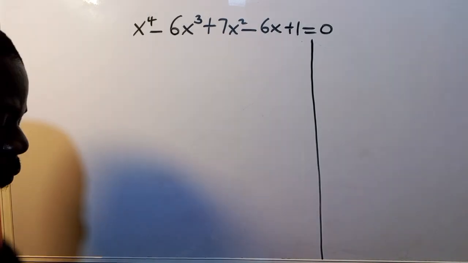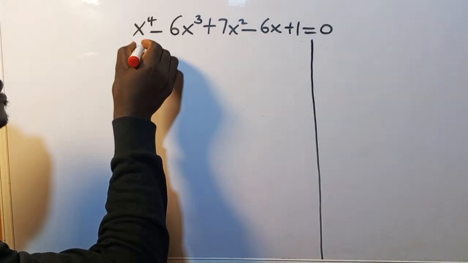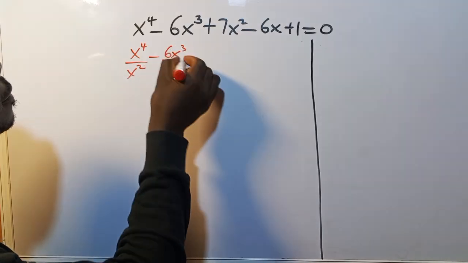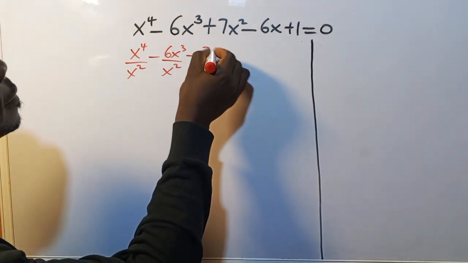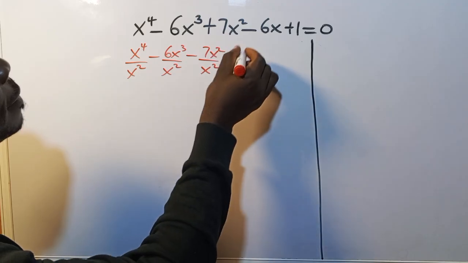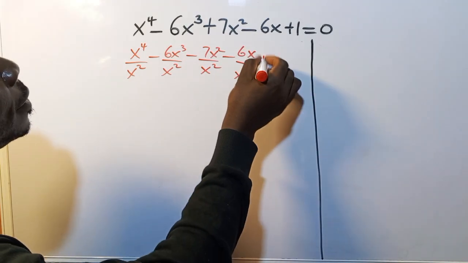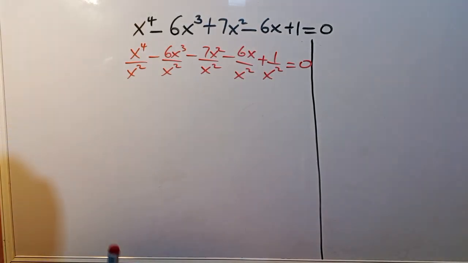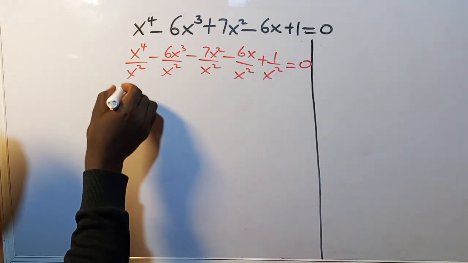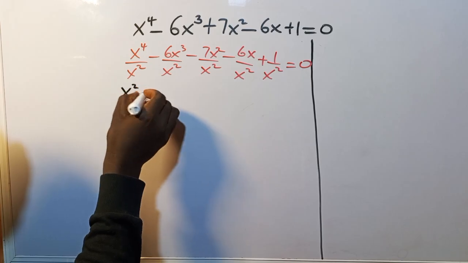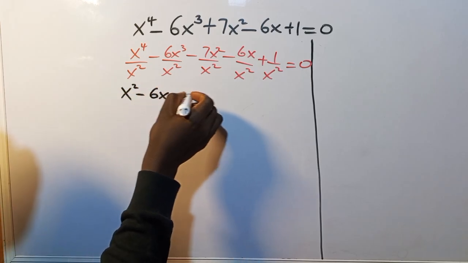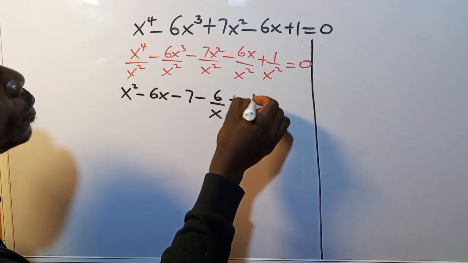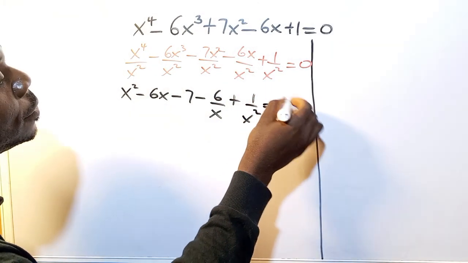Now, S raised to power 4 over S square minus 6S cubed over S square minus 7S square over S square minus 6S over S square plus 1 over S square is equals to 0. When you simplify, the expression becomes S square minus 6S minus 7 minus 6 over S plus 1 over S square is equals to 0.